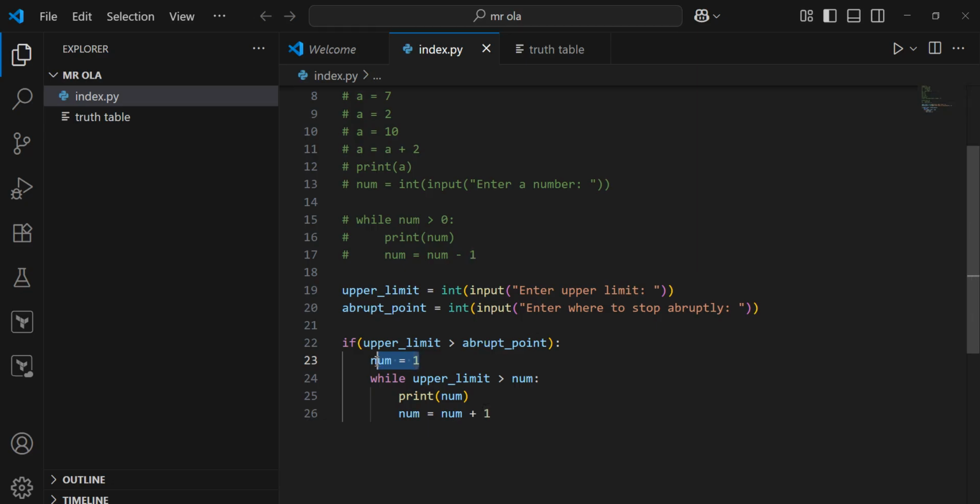We print one, which is 1. Okay, but I'm getting more. Why does it bring more? Because I increase the value here, because num plus 1.